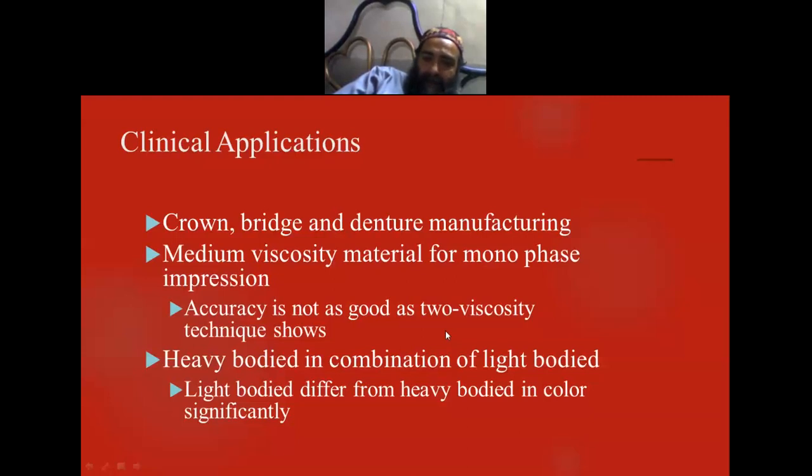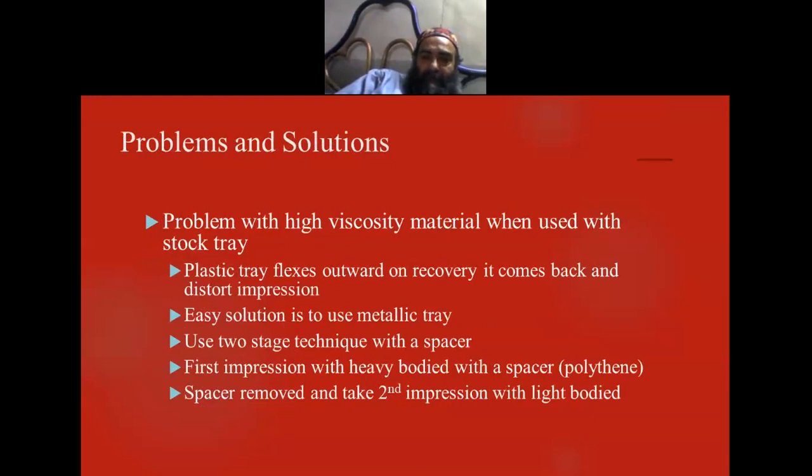So as we are going to use two different materials, and as we have discussed in impression plaster, color contrast is a parameter to differentiate between two materials. So light bodied and heavy bodied differ in color so as to recognize which one is the light bodied and which one is the heavy bodied.